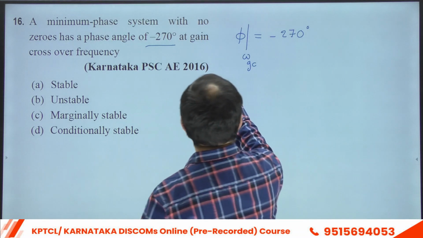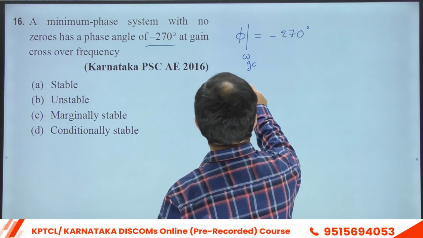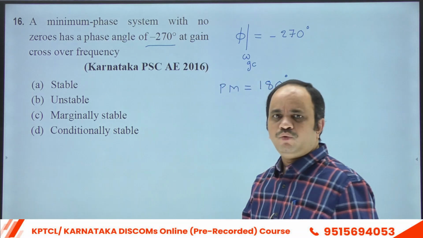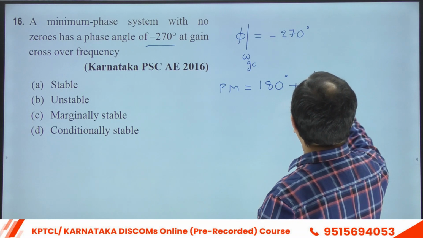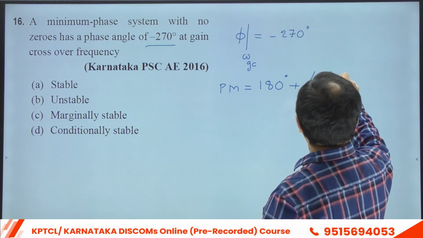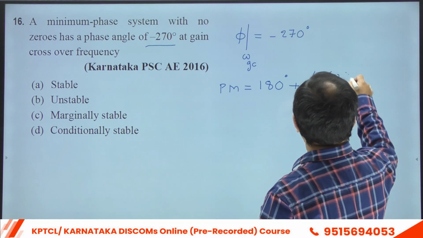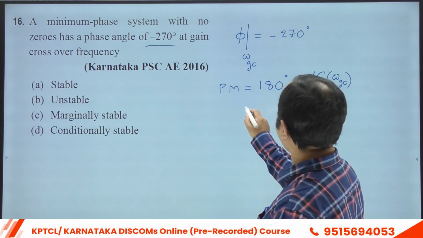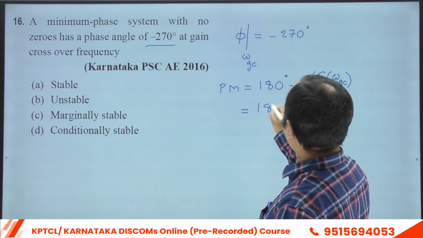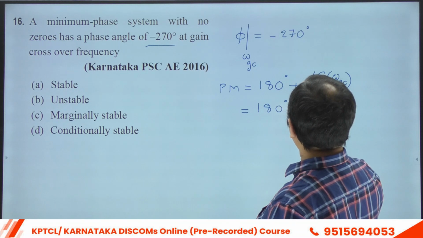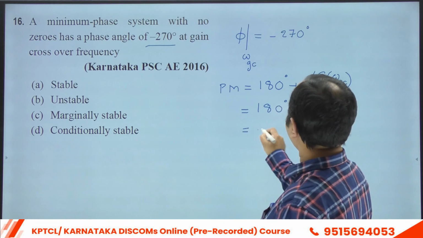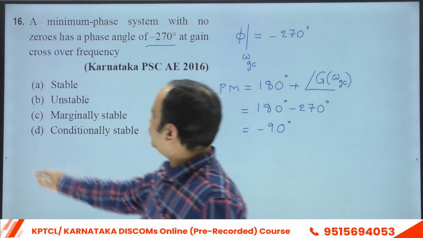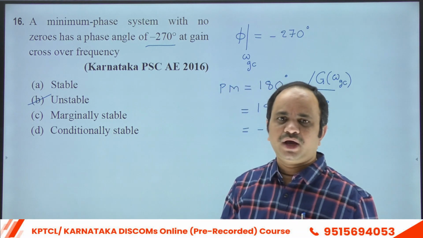So by using this let us check phase margin. What is the definition of phase margin? 180 degree plus phase of the given transfer function at gain crossover frequency. Of course that value is given as minus 270 degree. So this is 180 degree minus 270 degree, which is minus 90 degree. As the phase margin is negative, we can say the system is unstable.